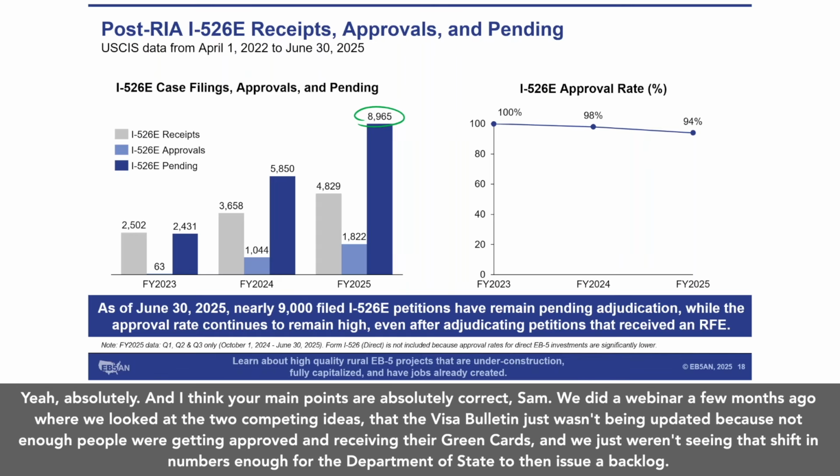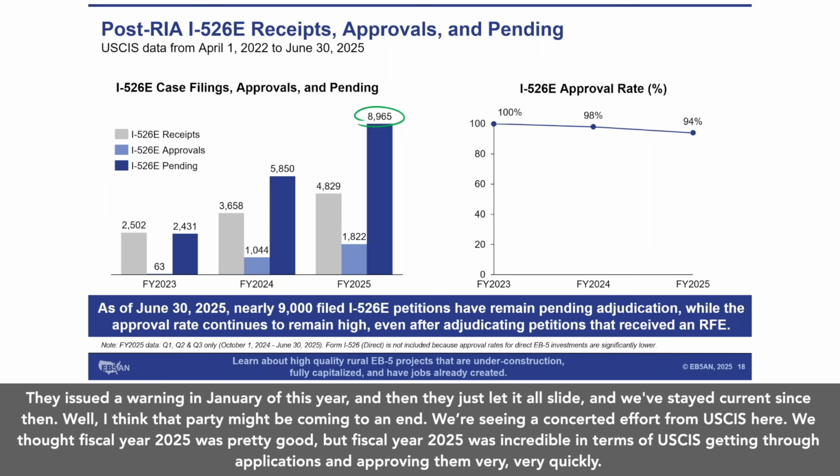Yeah, absolutely. And I think your main points are absolutely correct, Sam. We did a webinar a few months ago where we looked at the 2 competing ideas: that the visa bulletin just wasn't being updated because not enough people were getting approved and receiving their green cards, and we just weren't seeing that shift in numbers enough for the Department of State to issue a backlog. They issued a warning in January of this year, and then they just let it all slide, and we've stayed current since then. I think that party might be coming to an end.